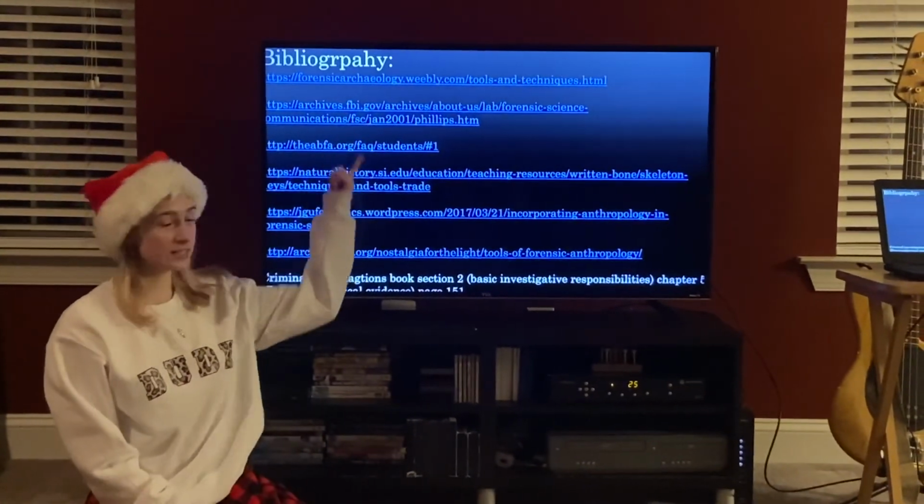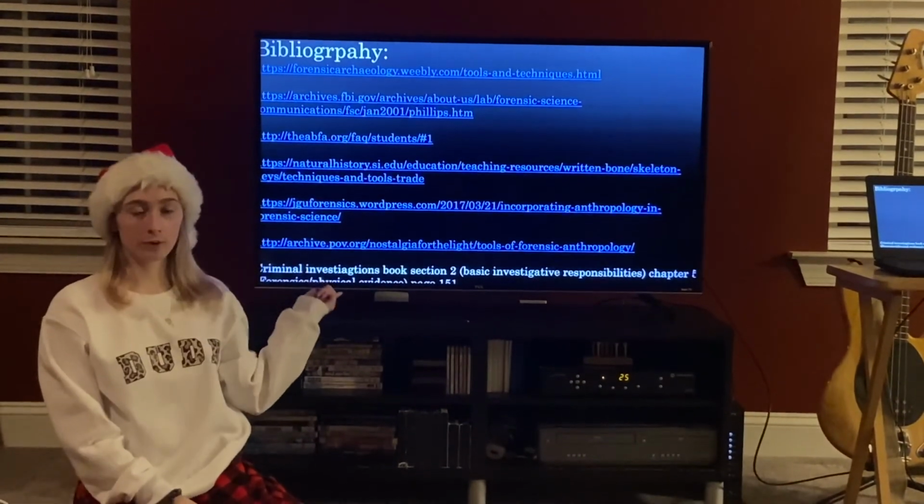Bibliography. I used these several sites and the Criminal Investigations book.